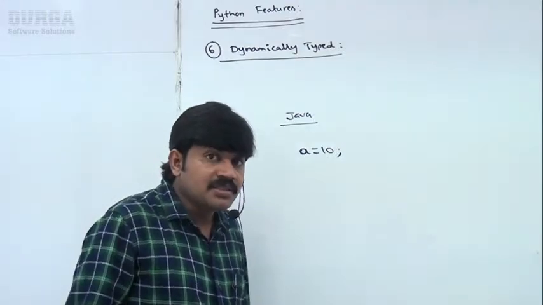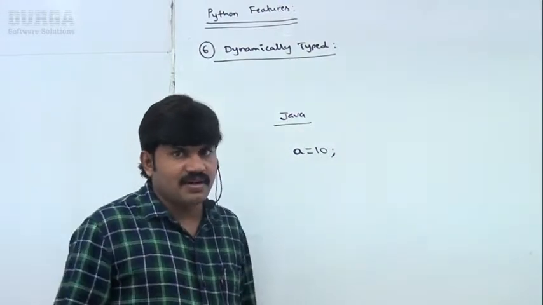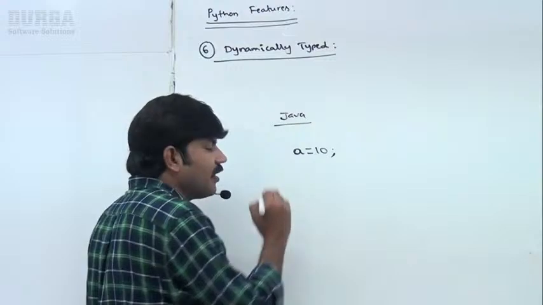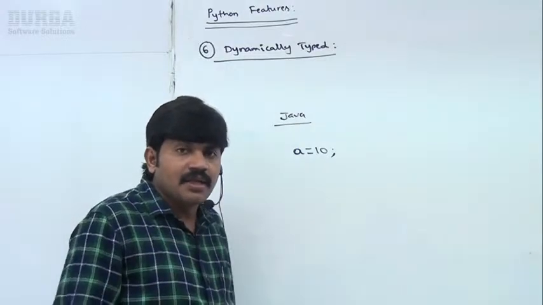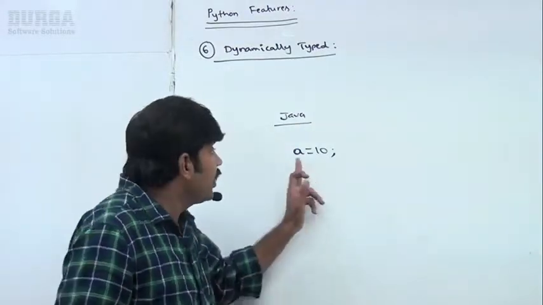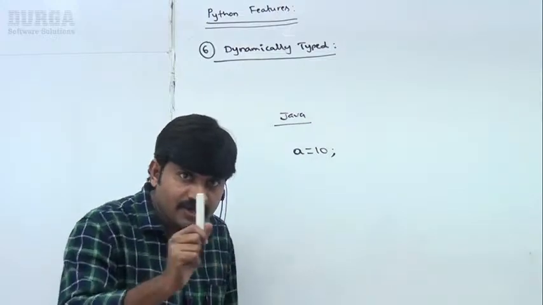Immediately the Java compiler will object. You are taking A, but where did you declare this A? Cannot find the symbol, variable A. You are going to get the error, sir.